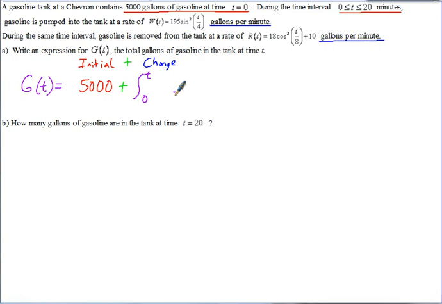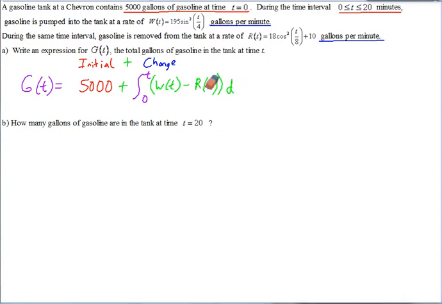And since we want the overall change, the total gallons of gasoline here, we have to account for the rate that it's being pumped into the tank, which is increasing it, so W(t) would go first, minus the rate that it's being removed from the tank, which is R(t), all times dt. Whoops.